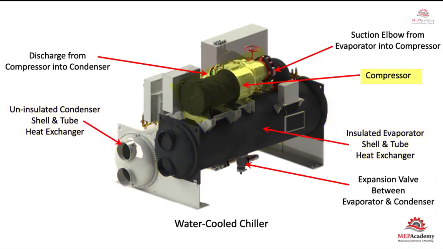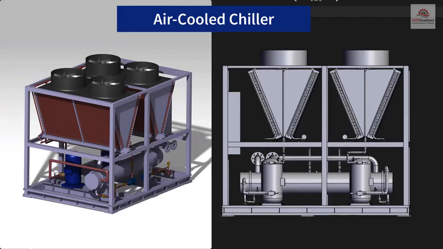And then your compressor is going to be sitting a lot of times on top of the evaporator, not always, but in this case it is. And there's an elbow going from the compressor into the top of the evaporator. And then at the bottom there, you'll see the expansion valve. Okay, now if we look at an air-cooled chiller, we can identify the same components.